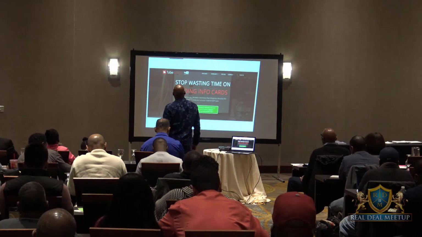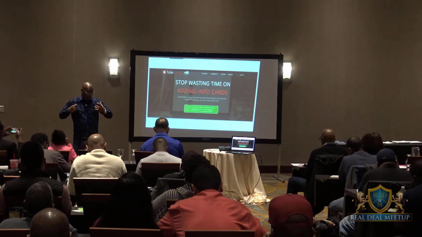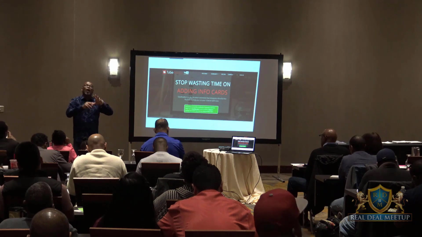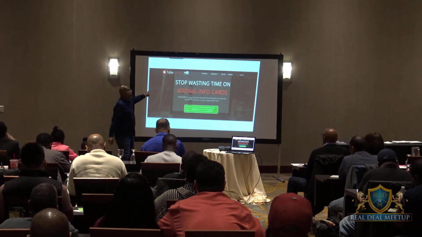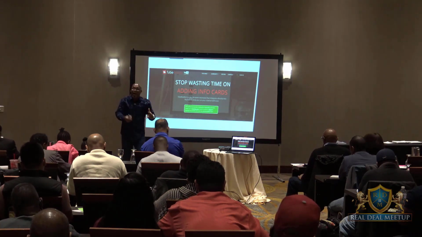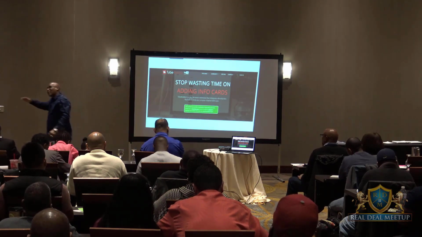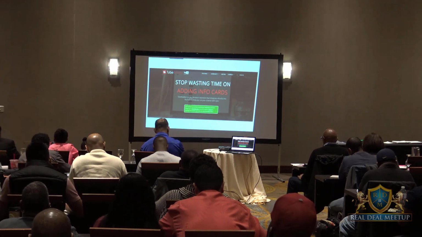Number two, TubeBuddy. One of the number one ways that we're getting deals online is from optimizing our videos, our YouTube videos, all the videos we put out on the social sites. This costs $29 a month. TubeBuddy allows me to optimize my videos so I can have them show up on the first page of Google and on the first page of YouTube.